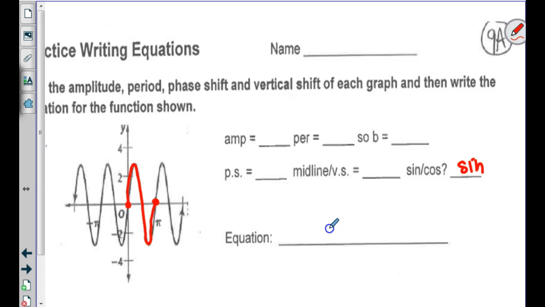What else? Tell me something else you can tell from the graph. The period. What's the period? You're going right for the tough stuff. Okay, it finished that whole cycle of one complete cycle by pi. So the b value is always just 2. Whoa. For sines and cosines, 2 pi divided by the new period will give us the b value. So 2 pi divided by pi will just make b 2 in the equation.